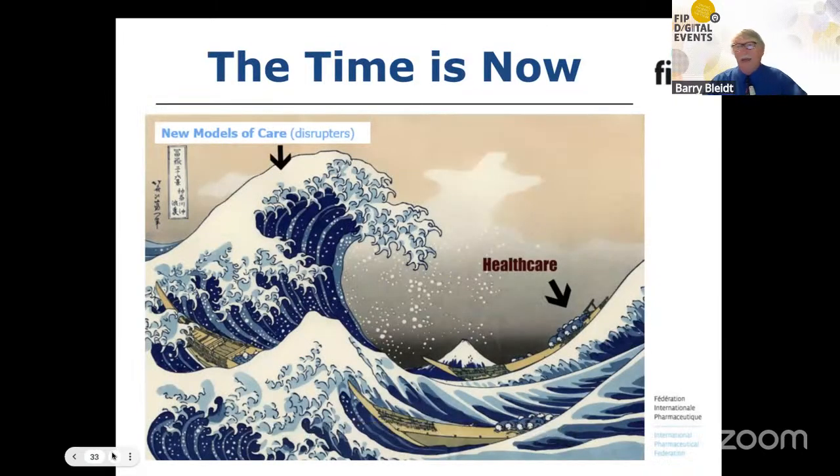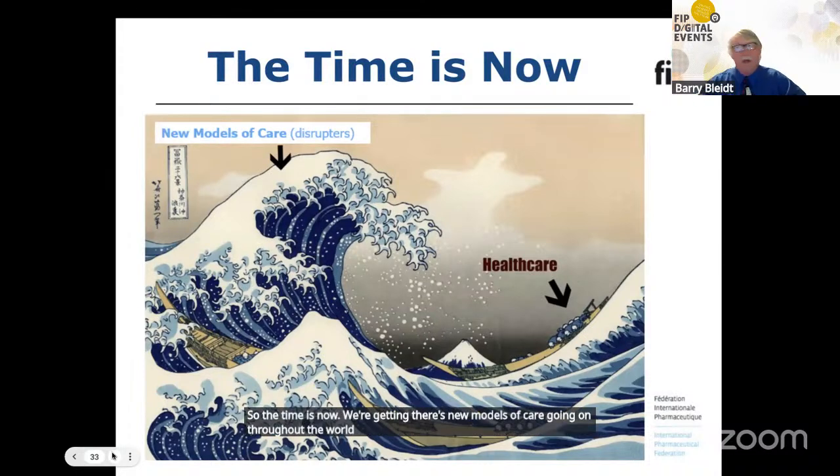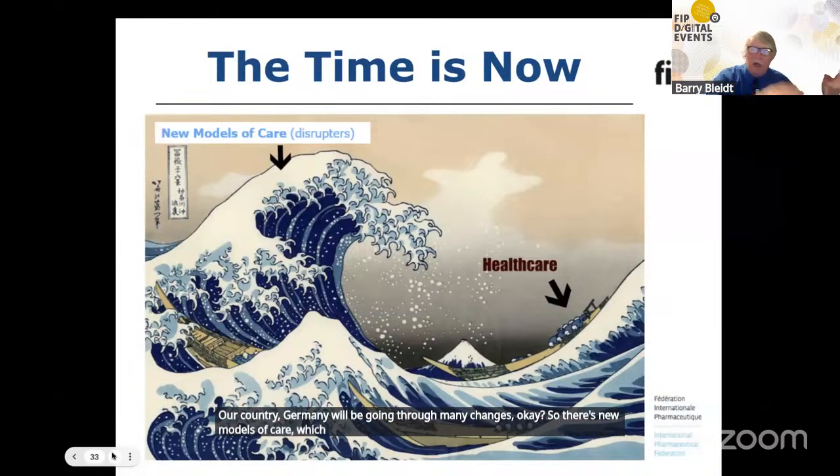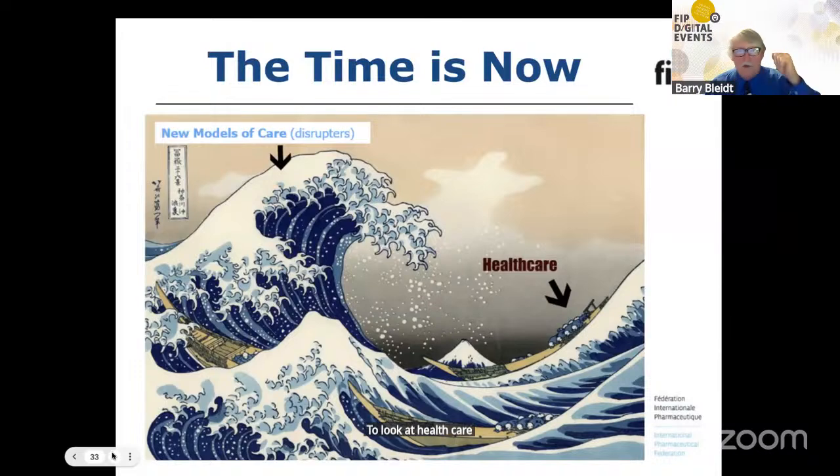So the time is now. There's new models of care going on throughout the world. I mean, WHO is going through major changes. Our country, Germany, will be going through many changes. Okay, so there's new models of care, which I'm calling disruptors, coming over as a tsunami to look at healthcare. Okay, so the time to change is now.